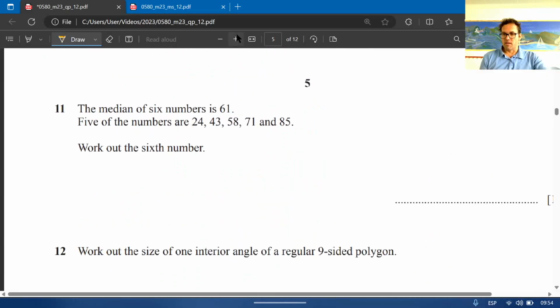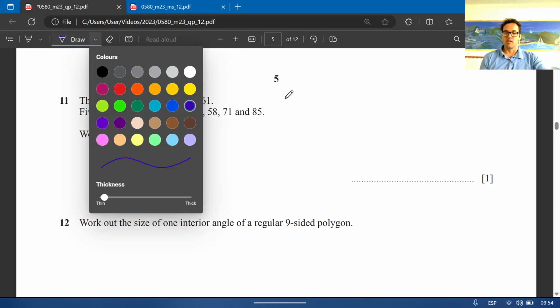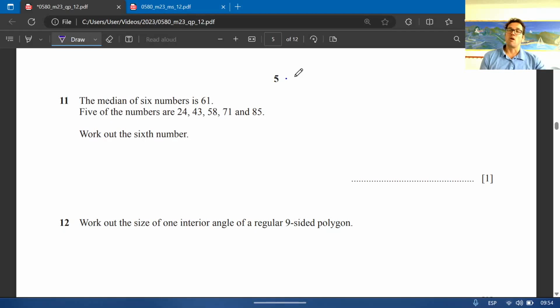Question 11. The median of 6 numbers. What is median again? You need to study these things. Mode, median, mean, and range. Mode, the most. Mean, the mean one, because you have to add everything up, and that's the most work. Median being the middle. Okay. So there are 6 numbers, and 5 of the numbers is given to us.